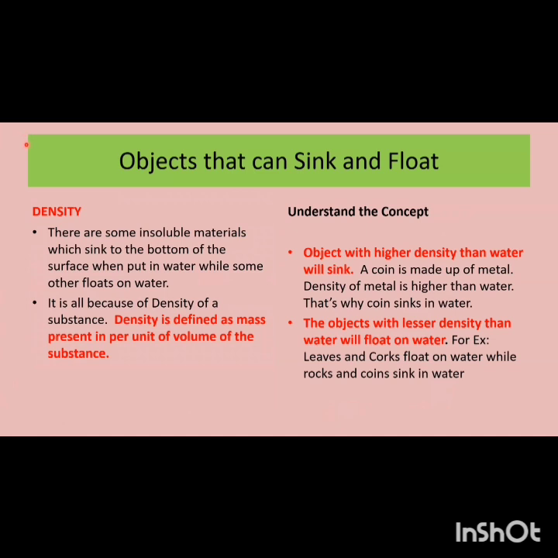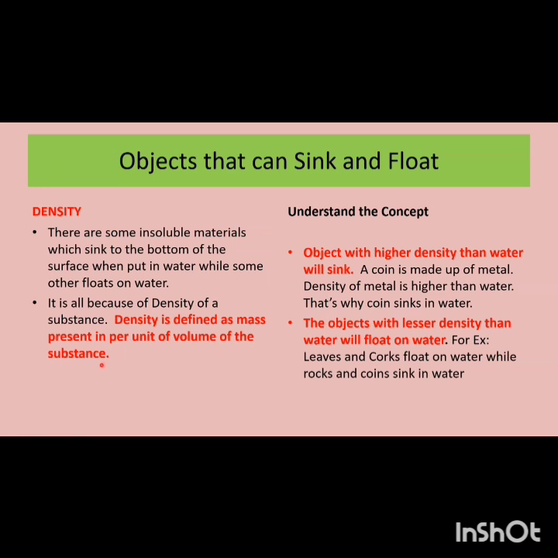Some objects can sink and some objects can float. Why is it so? This is because of density. Density. There are some insoluble materials which sink to the bottom when put in water. You will observe, while some others float on water. It is all because of the density of a substance. What is density? Density is defined as mass present in per unit volume of the substance.